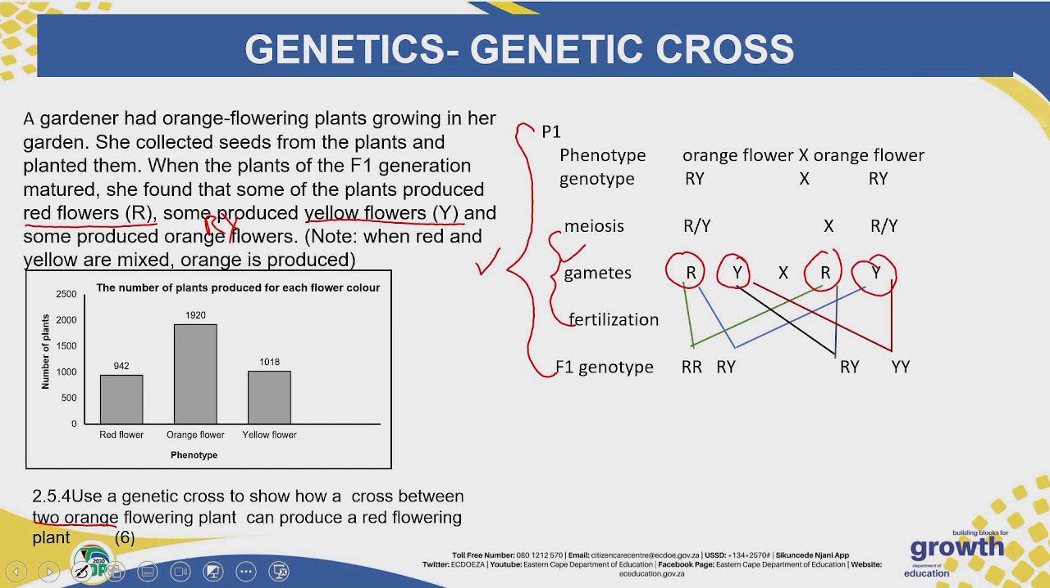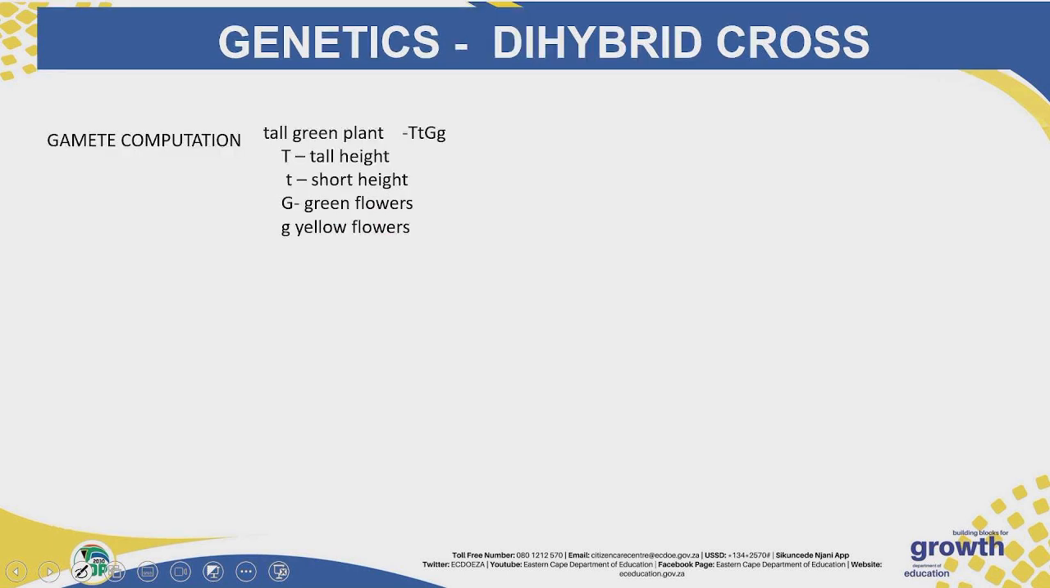All right. And then your phenotype, when you interpret now your genotype, if it's RR, then it means that you have red. And then these 2, they are RY. RY means that you have got 2 orange, and then the YY means that you've got 1 yellow. So that would be your genetic cross. So please make sure you get those 2 marks there.